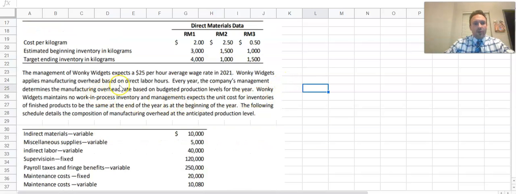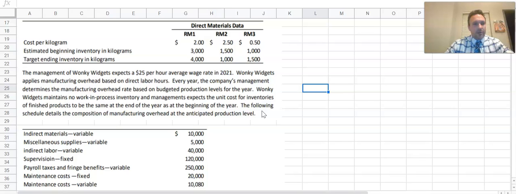The management of Wonky Widgets expects a $25 per hour average wage rate in 2021. Wonky Widgets applies manufacturing overhead based on direct labor hours. Every year, the company's management determines the manufacturing overhead rate based on budgeted production levels for the year. Wonky Widgets maintains no work in process inventory, and management expects the unit cost for inventories of finished products to be the same at the end of the year as at the beginning of the year.